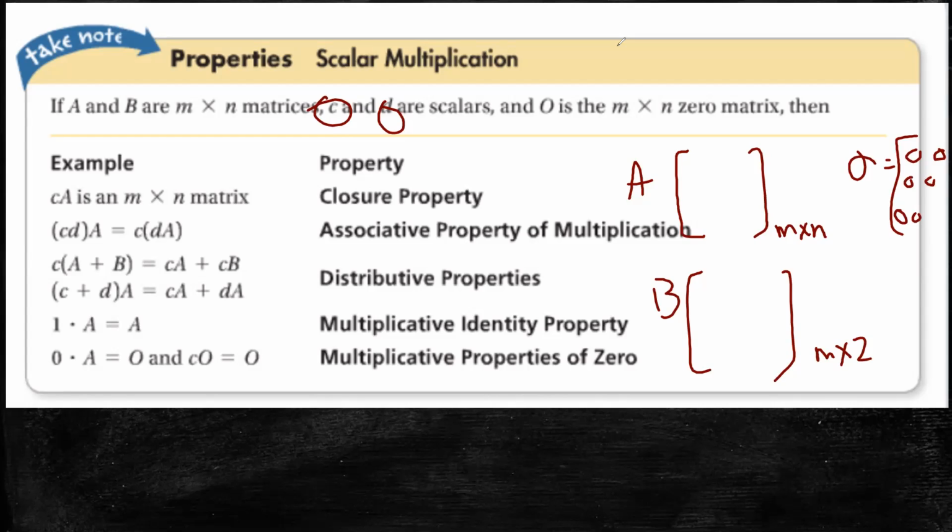If you multiply a scalar number C times the matrix A, you must get the same dimension. If you multiply C times D, like C is 4 and D is 5, if you multiply 4 times 5, which is 20, and then multiply it by matrix A, you must get the same answer as if you multiply scalar D by matrix A, and then multiply the answer by C.